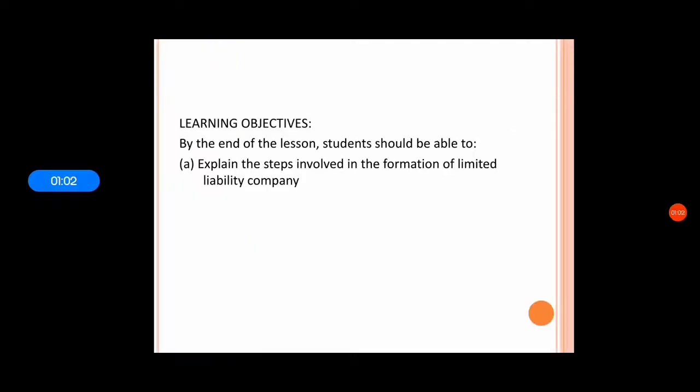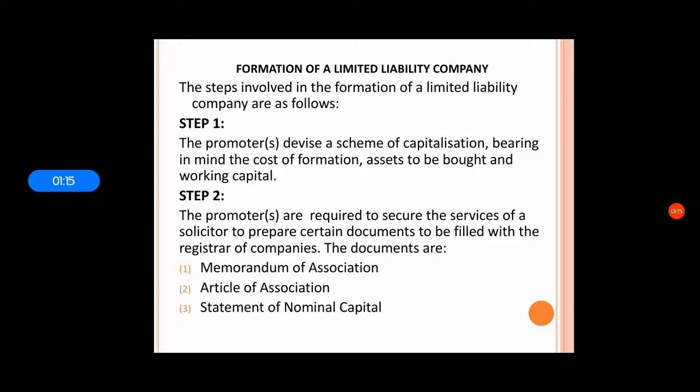So let's go. The learning objectives: by the end of the lesson, students should be able to explain the steps involved in the formation of a limited liability company. We have a lot of steps to be taken when a limited liability company is to be established. We have about 5 steps, and we'll look at the steps one after the other.